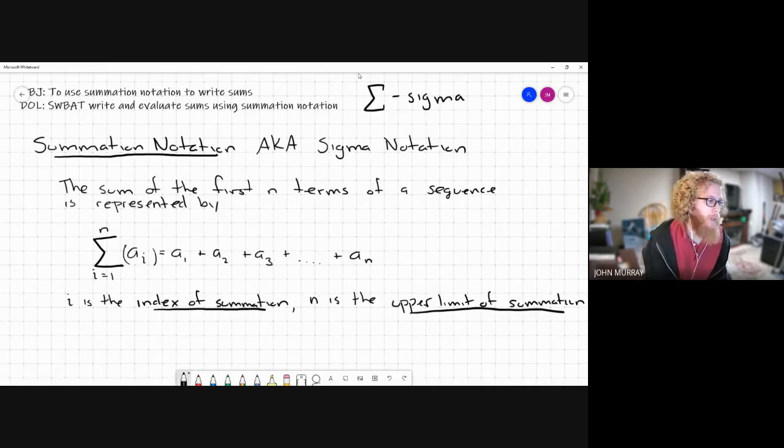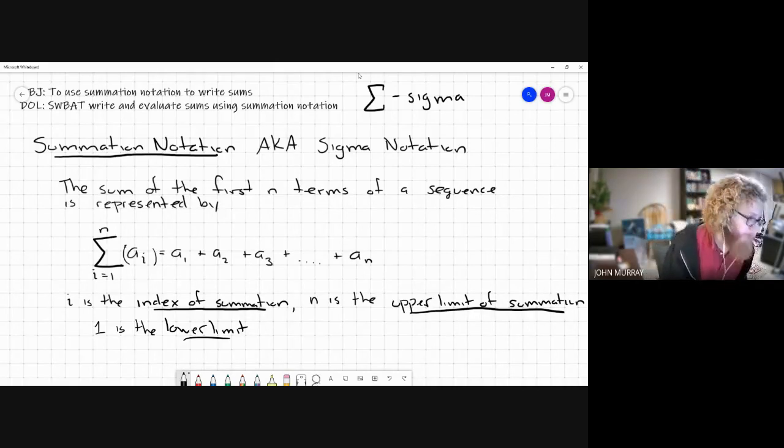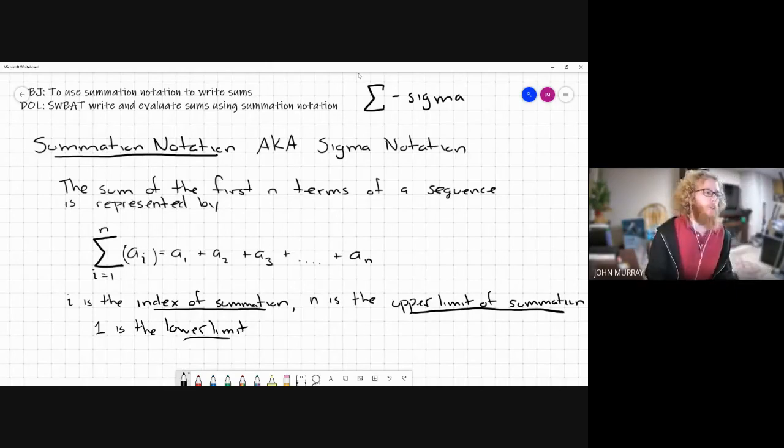Okay, and in this case, we have a 1 down here. 1 is the lower limit, and that tells us where we start. Usually it's 1, sometimes it's 0, and on a number of occasions, we might start at a number greater than 1. We might start at 2 or 3 or 4. Okay, so that's standard throughout all summation notation. What changes is what comes after the sigma.